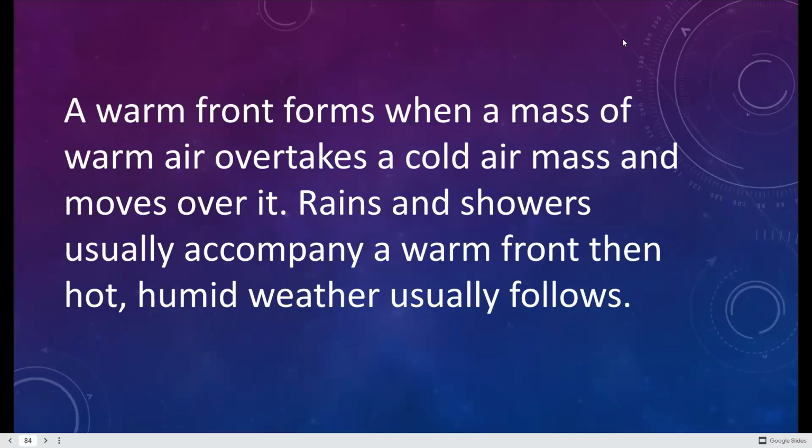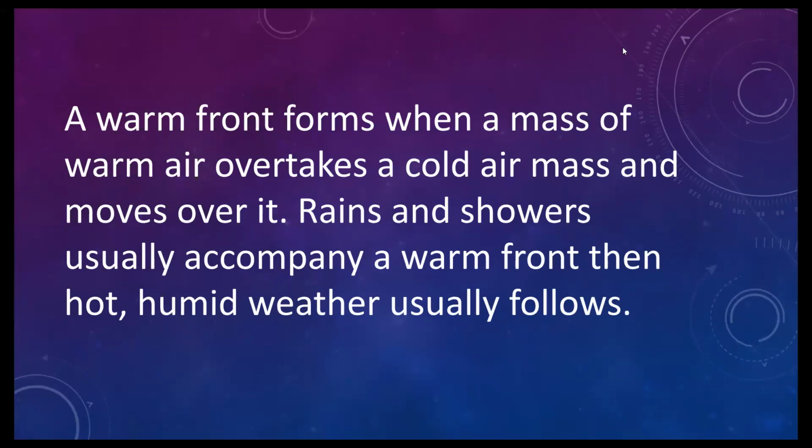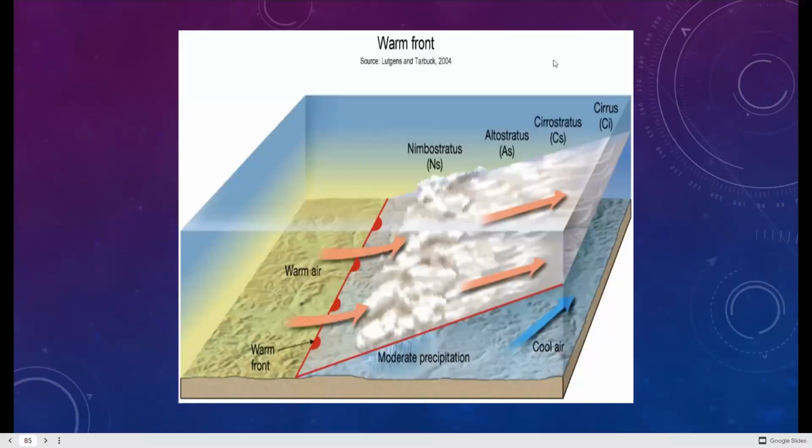A warm front forms when a mass of warm air overtakes a cold air mass. So if warm air overtakes a cold air mass and moves over it, it forms a warm front. Rains and showers usually accompany a warm front, then hot and humid weather usually follows. That's a warm front. If you look at the illustration for a warm front, warm air overtakes the cold air. Then it forms a warm front.